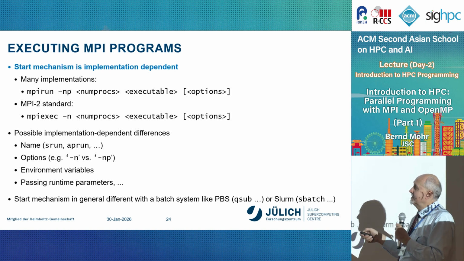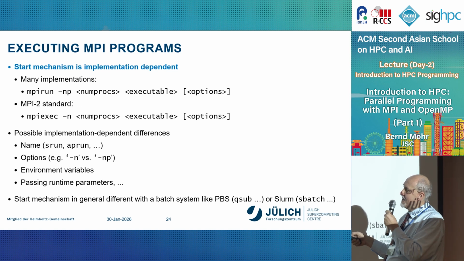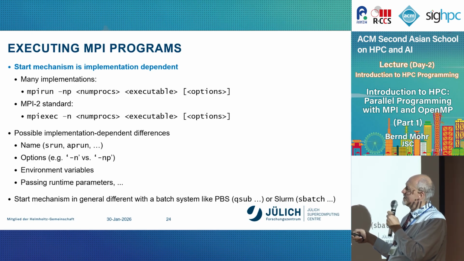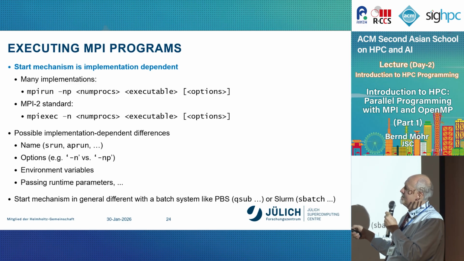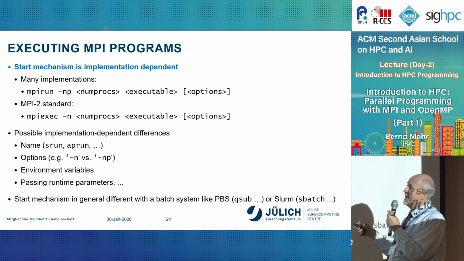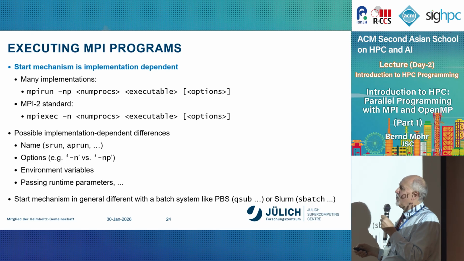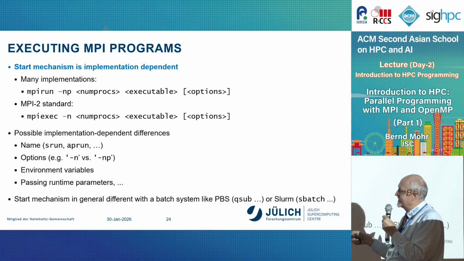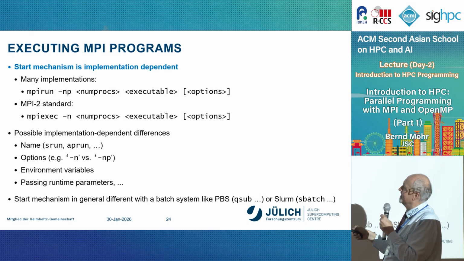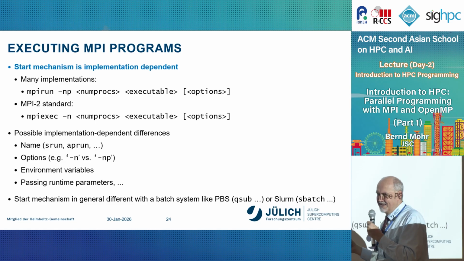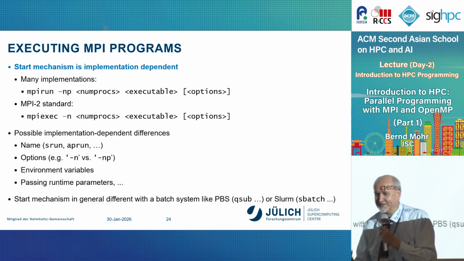There's either a command called mpirun -np, for number of processes, how many processes you want to have, and the name of the executable. Or lately, there's also mpiexec, which uses -n for the number of processes. But again, this is not standardized.